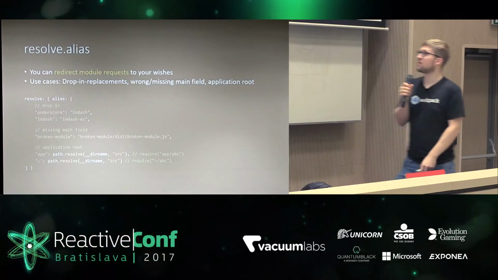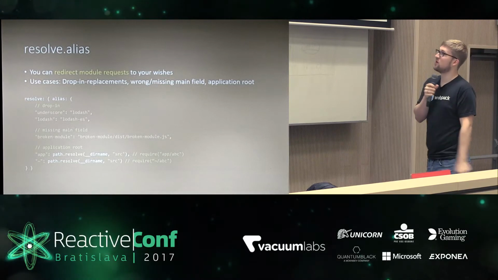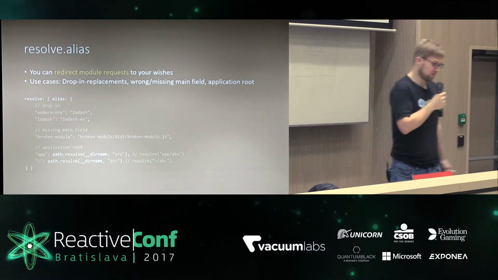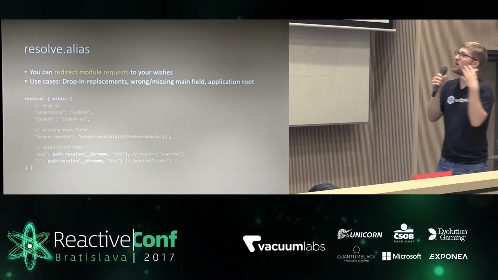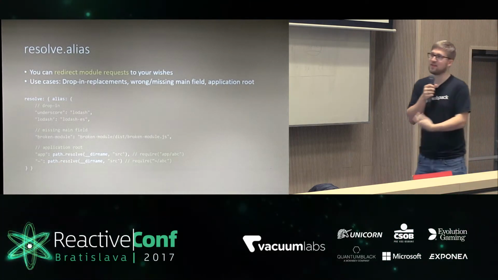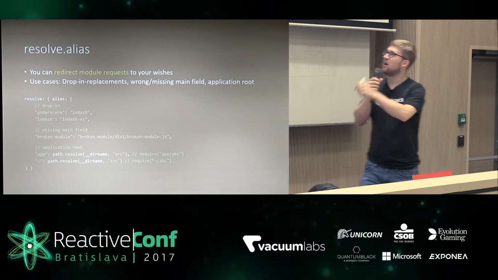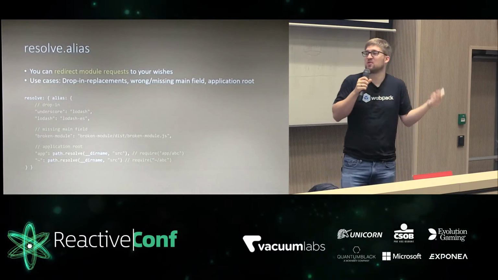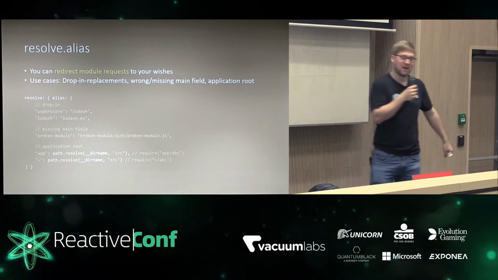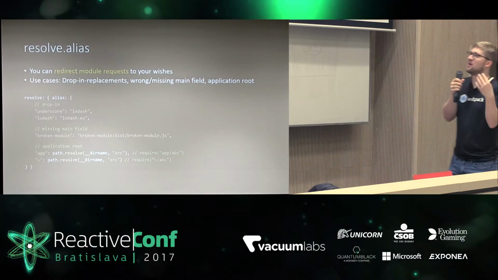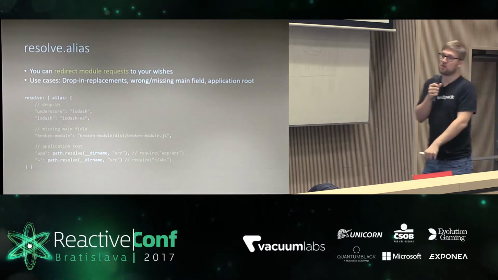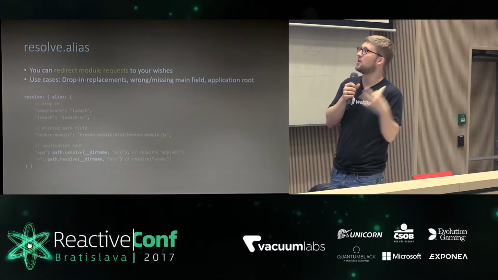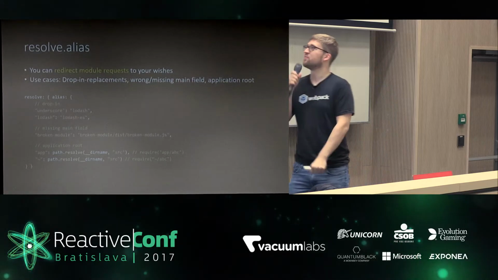So now there's a bunch of resolving features. Resolve alias is the first one. Here you can redirect module requests in Webpack. So you just say, my code base uses underscore, but Lodash seems to be better, or smaller. And you can just alias underscore to Lodash, and Webpack will automatically resolve any require underscore to require Lodash.